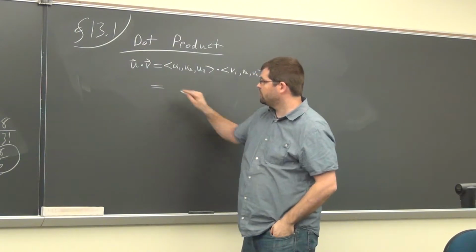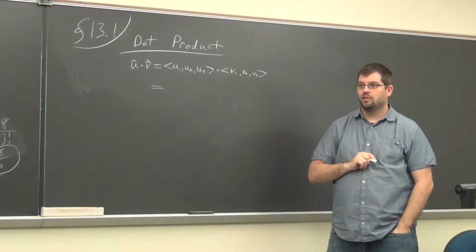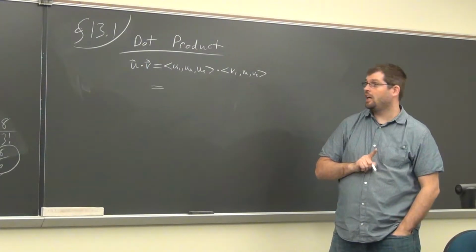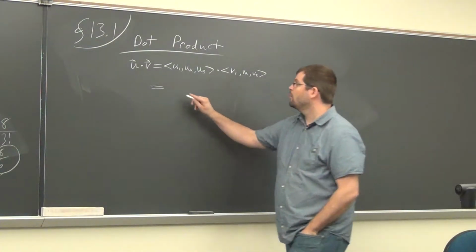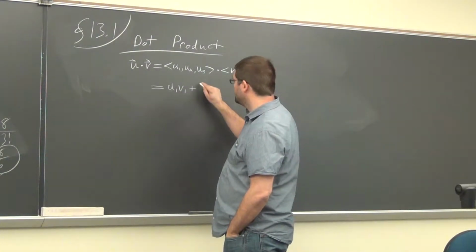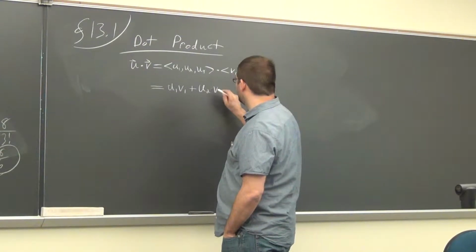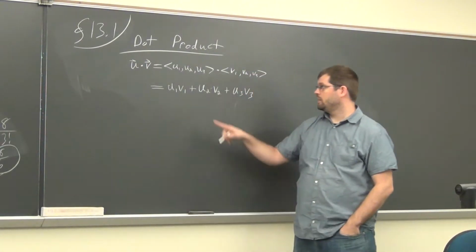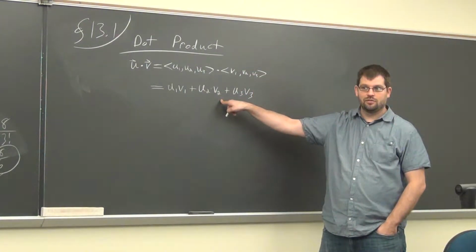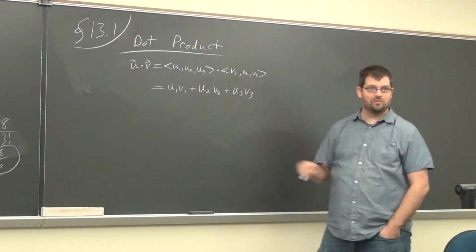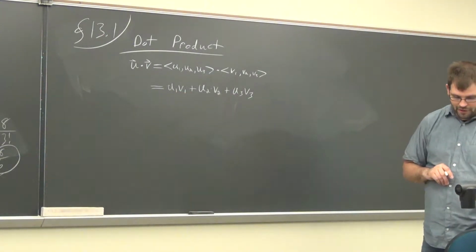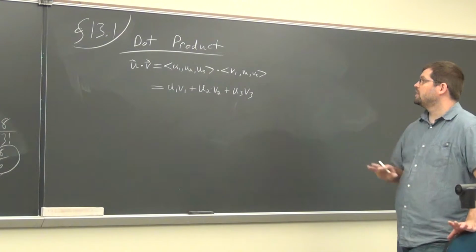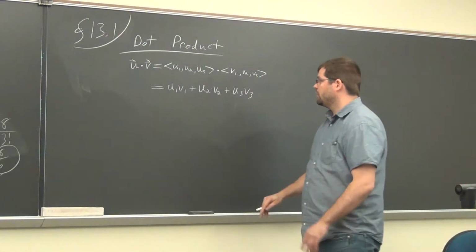So what's the formula for the dot product? It's u1 times v1, plus u2 times v2, plus u3 times v3. And so is this a vector that we end up with? It's just a number, right? Let's just leave it at this for right now. So this is the definition of it.